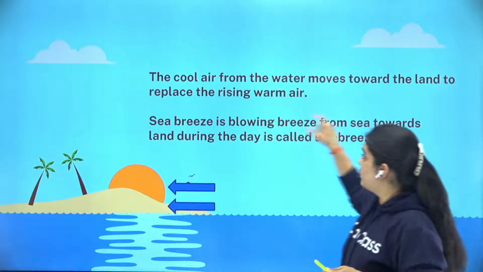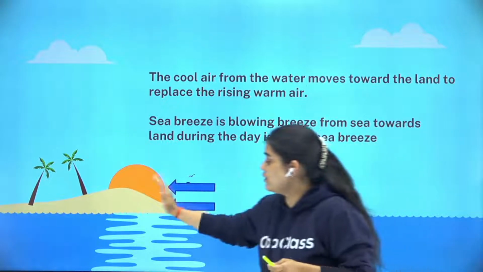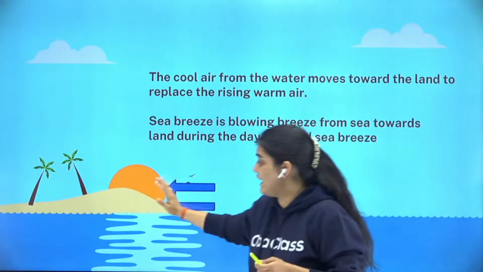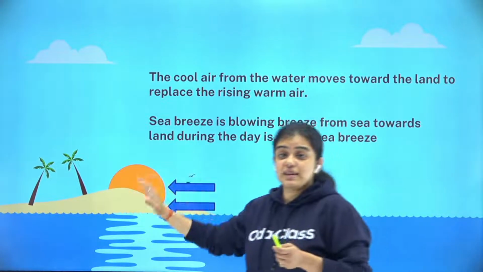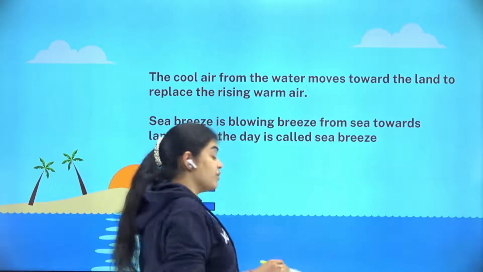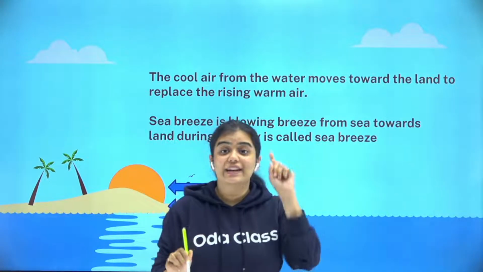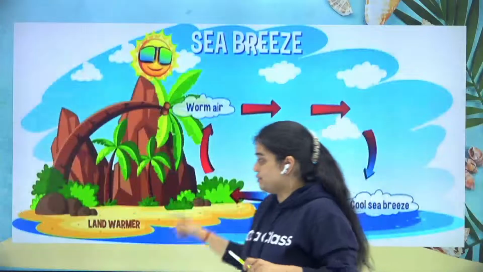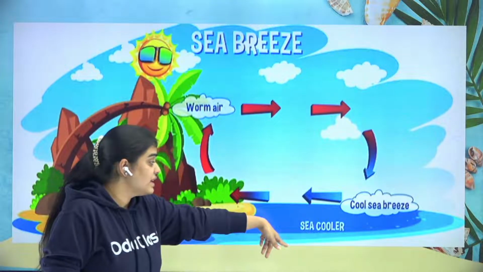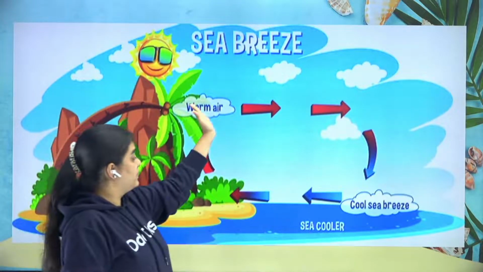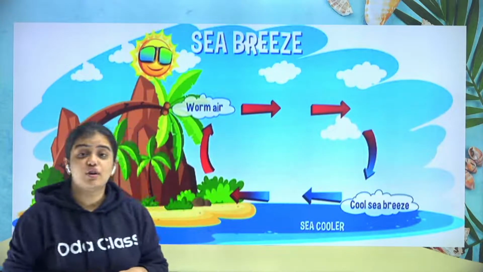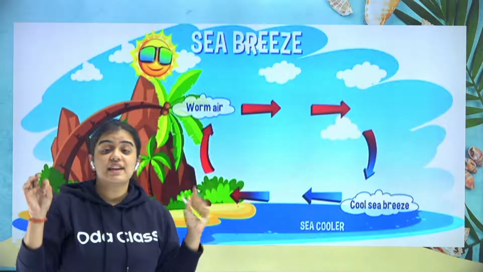Now sea breeze is a breeze blowing from the sea towards the land. It's going to the land side. So this is called your sea breeze. So kids, when we say sea breeze, the air is coming from sea to land, and it is happening in the daytime. You can see a complete cycle over here. It starts with the warm air going up, and the sea's cooler air comes over here. This is called sea breeze.